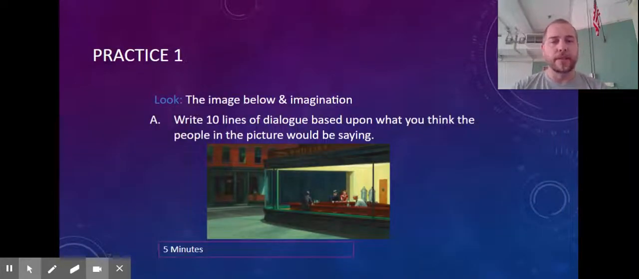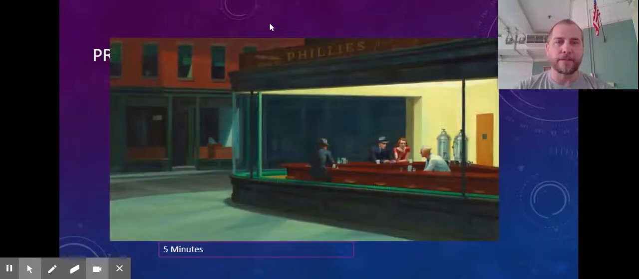And so if you want to take a moment to practice what you think dialogue should look like, this would be a good moment to get a piece of paper or a Google Doc out to try and practice writing 10 lines of dialogue based upon what you think the people in this picture would be saying. There's no right or wrong answer. Let's just take a look at these people in the picture. This is a famous picture from Edward Hopper. So take a few minutes, pause this video, and try writing a 10-line dialogue conversation between these people. This can really help you solidify those 5 rules we just talked about. I'll give you a minute to pause and try this out.